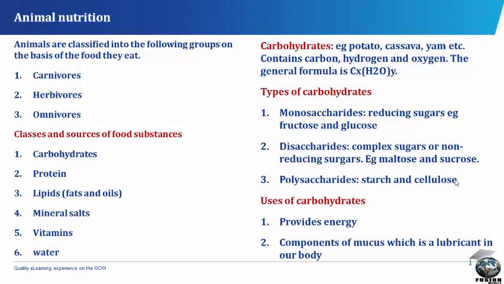Examples are potato, cassava, yam, etc. It contains carbon, hydrogen, and oxygen. The general formula is CxH2O. Types of carbohydrates are 1. Monosaccharides. 2. Disaccharides. 3. Polysaccharides. Monosaccharides are reducing sugars, for example fructose and glucose. Disaccharides are complex sugars or non-reducing sugars. Examples are maltose and sucrose. Polysaccharides are starch and cellulose.